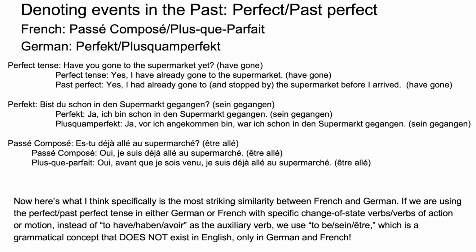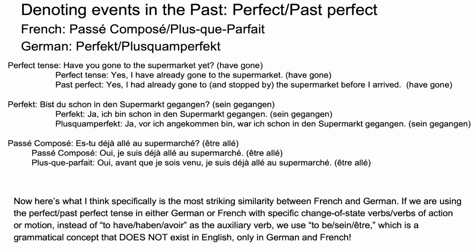In German, we have in the perfect, "Bist du schon in den Supermarkt gegangen?" And we have a response also in the perfect, "Ja, bin ich schon in den Supermarkt gegangen." And we could also have in the Plusquamperfekt, "Ja, wo ich angekommen bin, war ich schon in den Supermarkt gegangen." Notice how the auxiliary verb in the German sentences uses sein instead of haben, and the past participle is gegangen. That is because gehen is a change of state verb.